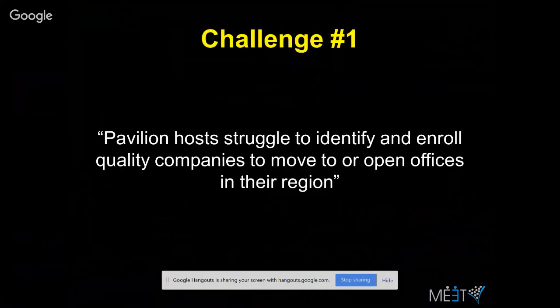So challenge number one is the pavilion host identifying and enrolling quality companies to move or open offices in their region. That can be not being at the right show. That can be not having the right message or offer. There can be all sorts of underlying challenges within that, and not having properly prepared personnel. You can go on and on, but ultimately, when you debrief after the show, what you end up finding is that you're not seeing the kind of quality companies who would be prospects to move to the region.